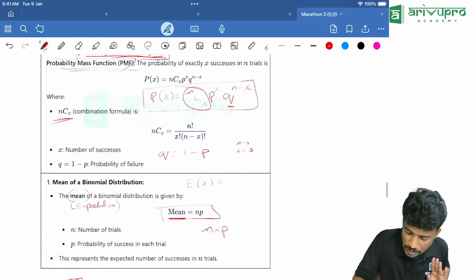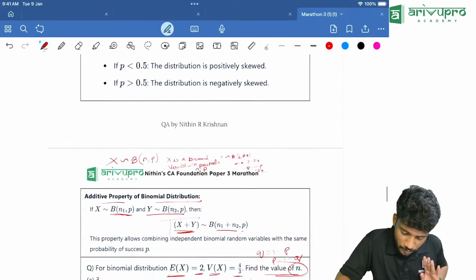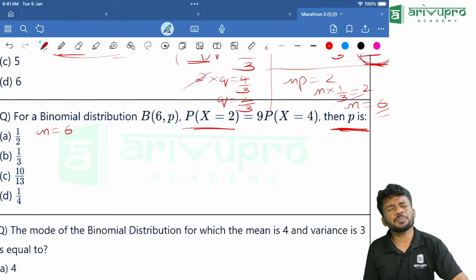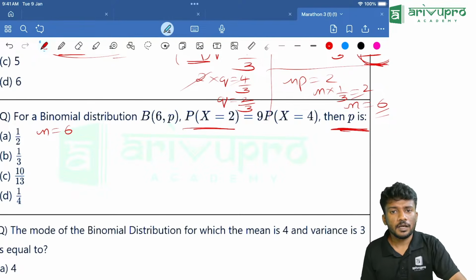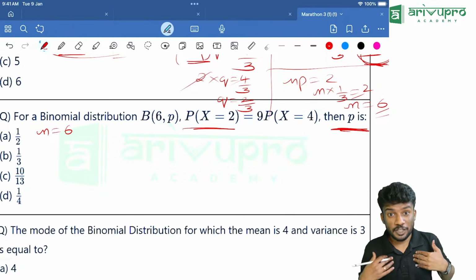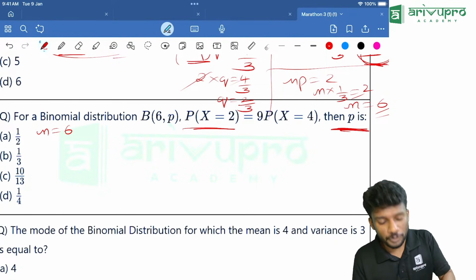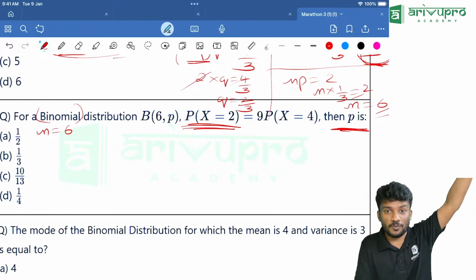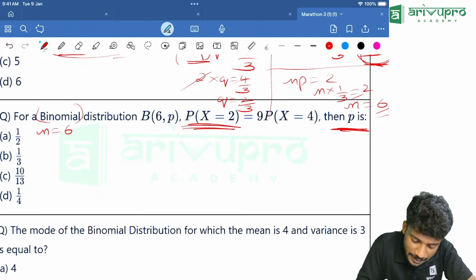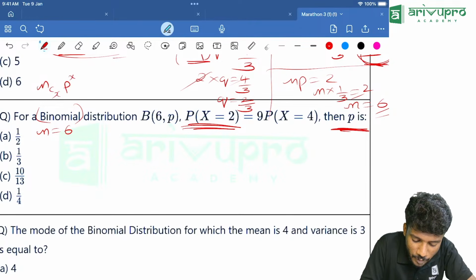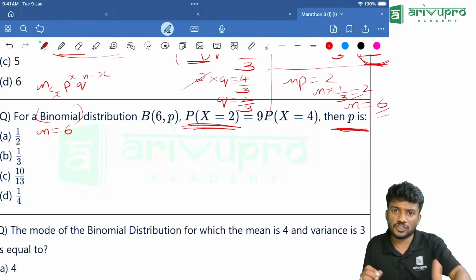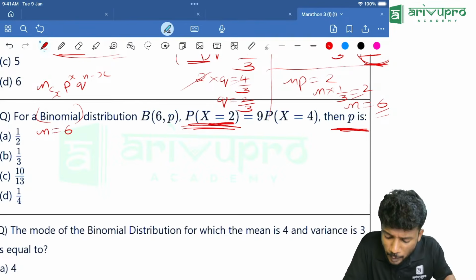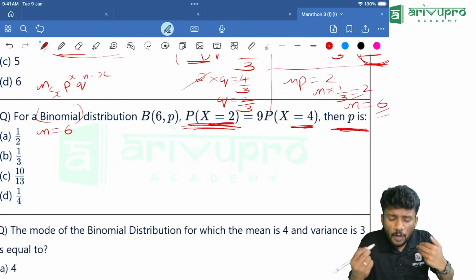Got it? Now the next one, people. We will go to this question here. What is given here? P of x equal to 2. That is the probability. They are telling us to find the probability when x is equal to 2. Since it is a binomial distribution, what is the formula for the probability function? That is nothing but nCx into p raised to x into q raised to n minus x. We know that, right? Here the x value on the left hand side is 2. The x value on the right hand side is 4.